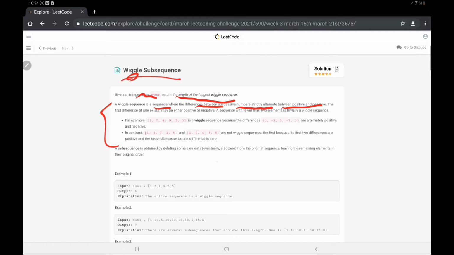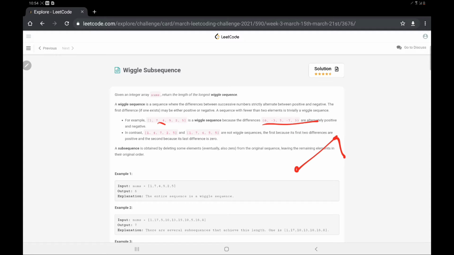What it means is, suppose like this, here the difference is positive and the difference is negative, then positive, then negative. All right, so this is what is meant by a wiggle sequence. Also, like 1 7 4 9 2 and 5, like this. So it's a wiggle sequence.